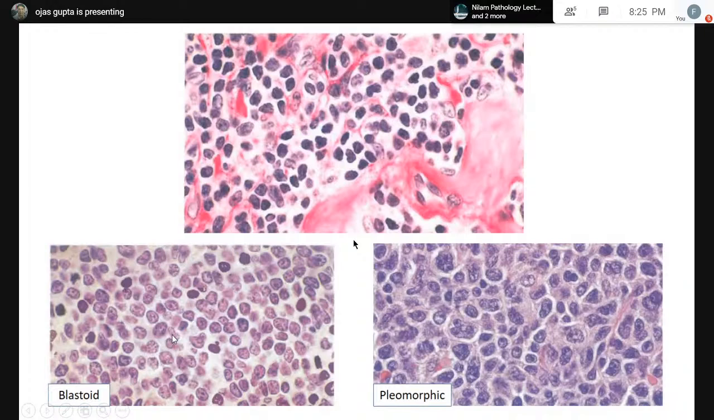In case of blastoid morphology, these cells will look like lymphoblasts, so they will have round to oval shaped nuclei with vesicular, opened up chromatin, and 1 to 3 prominent nucleoli. And in case of the pleomorphic variant, they will have highly pleomorphic cells. Some can be multinucleated, multilobated as well, and some can be very bizarre or large looking.